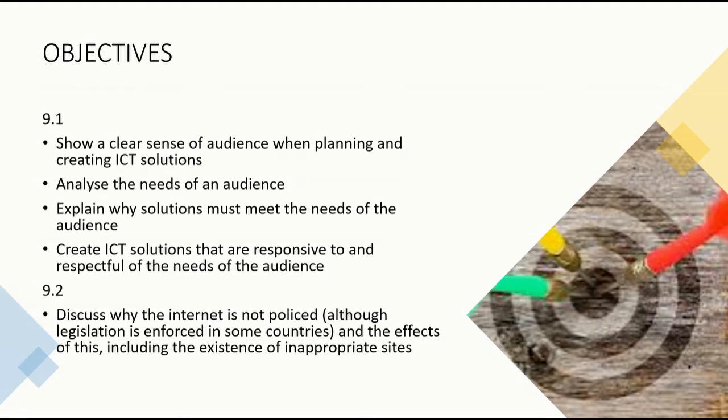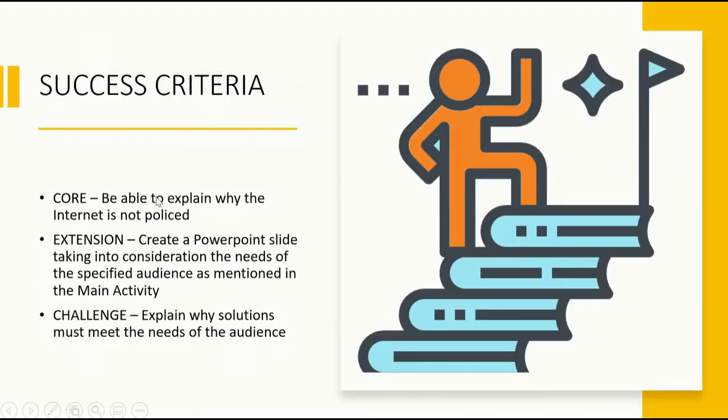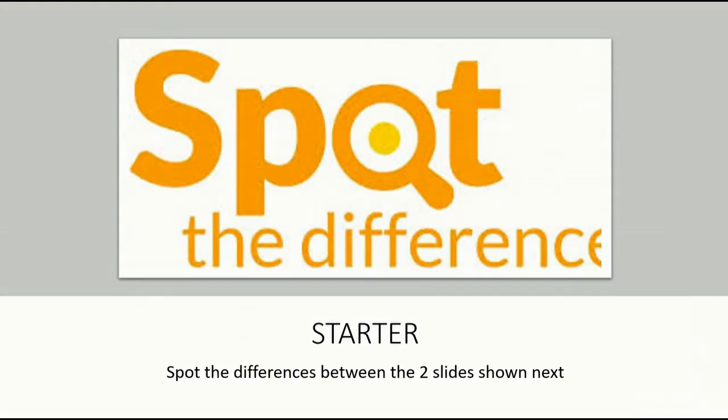Also, we will be covering why the internet is not policed and why it should be, and what the effects of this are, including the existence of inappropriate sites. We have gone through a bit of this before as well. Today's success criteria is that you must be able to at least explain why the internet is not policed, and as an extension, you will be creating a PowerPoint slide today, taking into consideration the needs of the audience. The challenge for today is that you will explain why solutions must meet the needs of the audience.